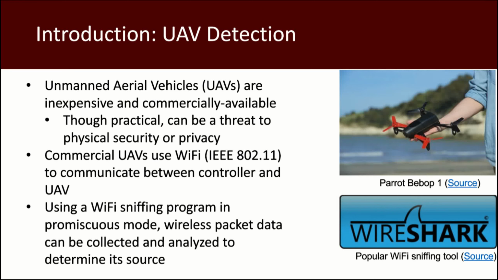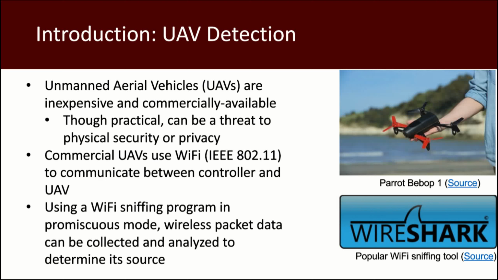Unmanned aerial vehicles, or UAVs, are inexpensive and commercially available. On the right, we have an example of a popular commercial UAV known as the Parrot Bebop 1. Although UAVs like this are practical for things like photography or entertainment, they can also be a threat to physical security and privacy because you're not always able to see or hear when they're coming.